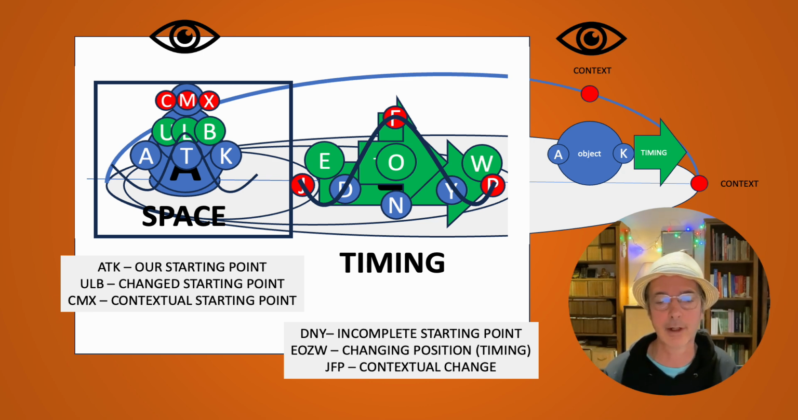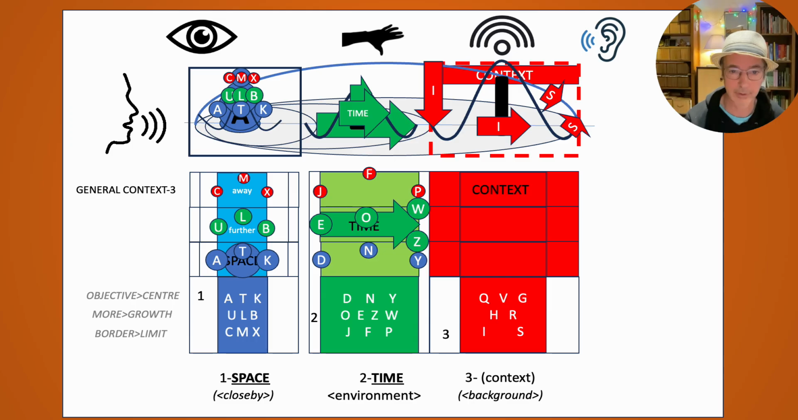So D, N, and Y are the incomplete starting points, because they are incomplete, because they have a time frame to follow. E, O, Z, we are following the time frame, so they are the changing positions and so on, which follow a process in time so that they could change and express changes and so on. And the G, F, and P are the contextual changes. And then we come, of course, to the context itself, which is actually the big frame.